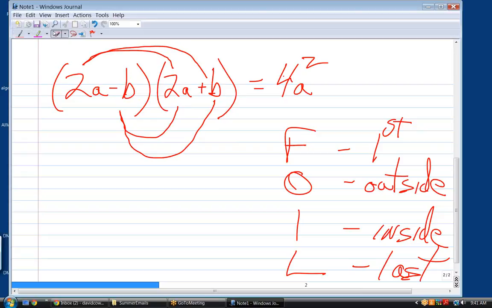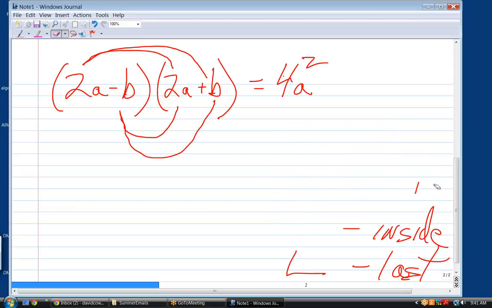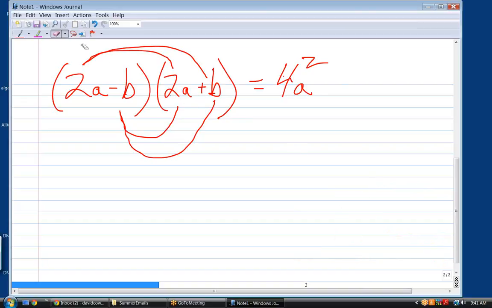So, but nonetheless, FOIL doesn't work well when you have more than 2 terms. It works fine for 2 terms times 2 terms, but it's not as what I would call robust as ET.